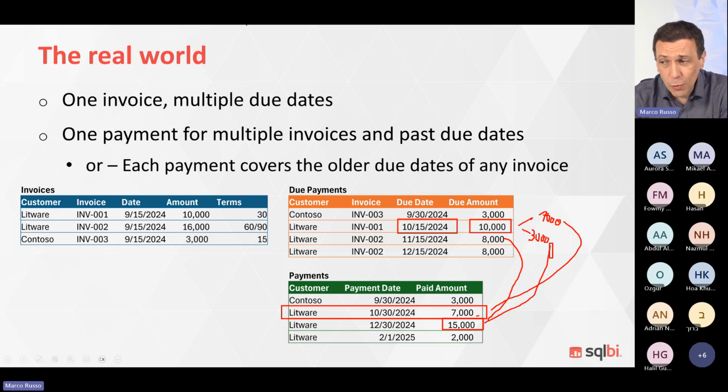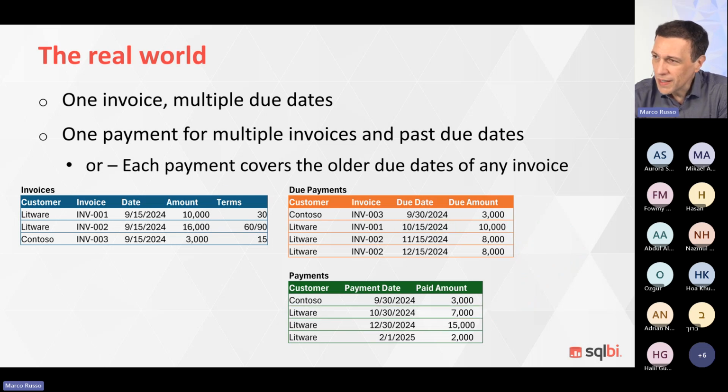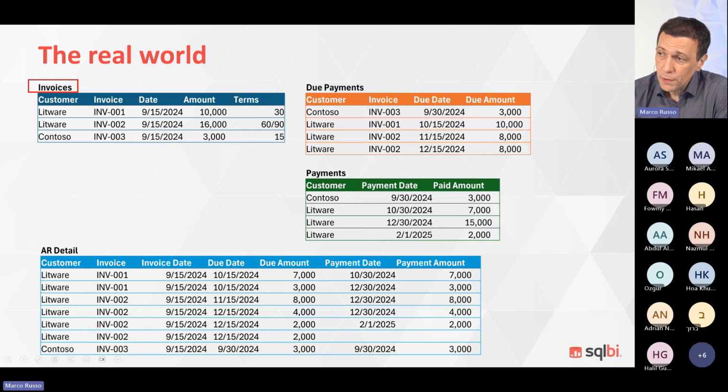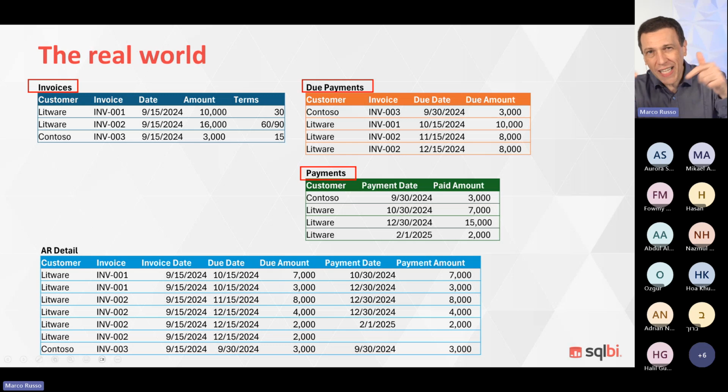So what should you do? Let's see if I can switch the slide. You should obtain something like that. If you look at the information we start with, which are the invoices, the due payments, and the payments, we can figure out that this is the situation we could have. What we want to solve before doing any report is to establish a table that has the highest granularity detail for the information that we have.